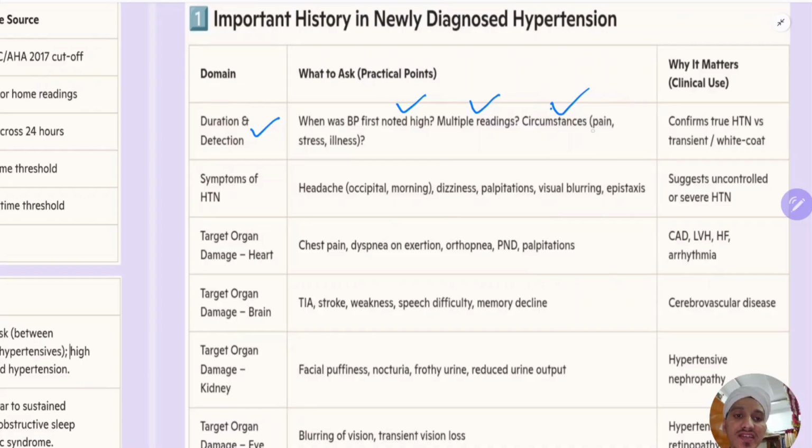So it is important to remember that in pain, stress and illness, the BP is usually slightly raised. So whenever there is pain and stress, you shouldn't take that BP. When the patient is pain free or stress free, then you should measure the BP.